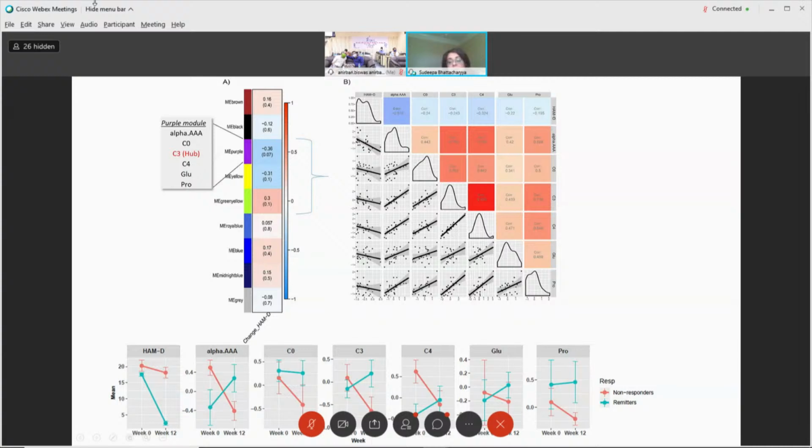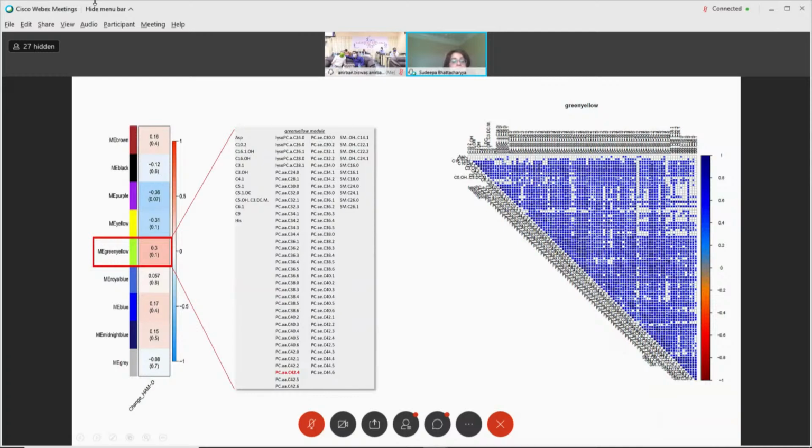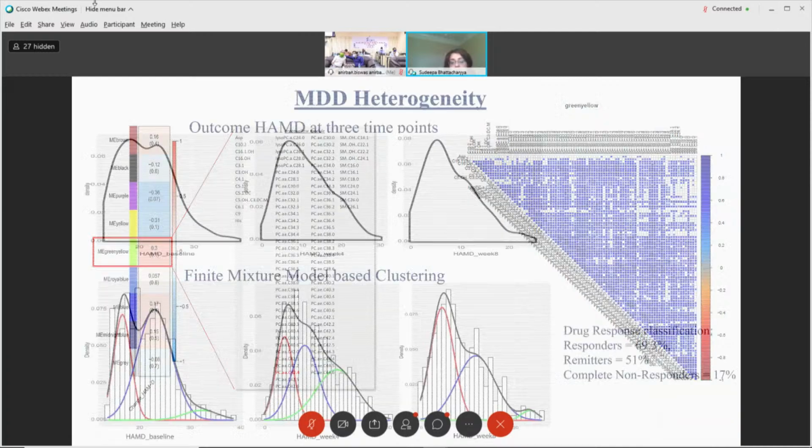And all these metabolites show that, as depression severity decreases drastically over time in the remitters, shown in blue, they show an increase in their metabolite levels of alpha aminoadipic acid and all these acylcarnitines. And that showed metabolic resilience present in this patient group. So we found two other modules that were strongly correlated.